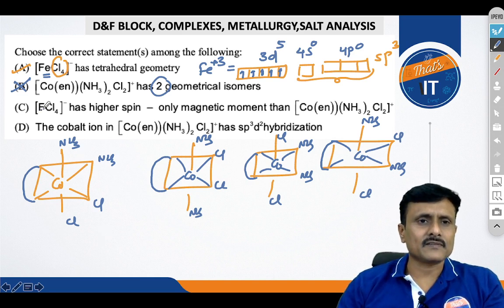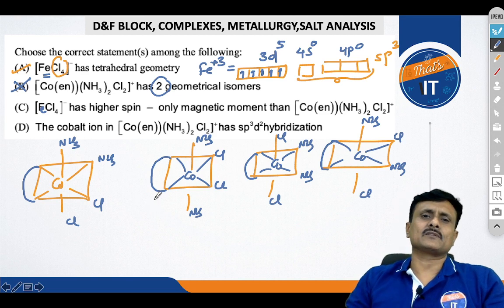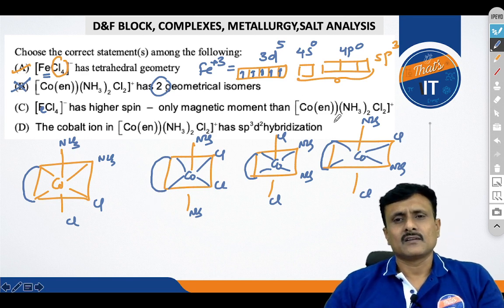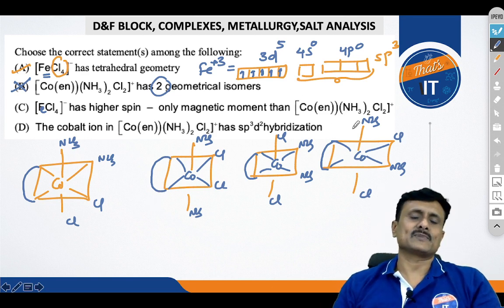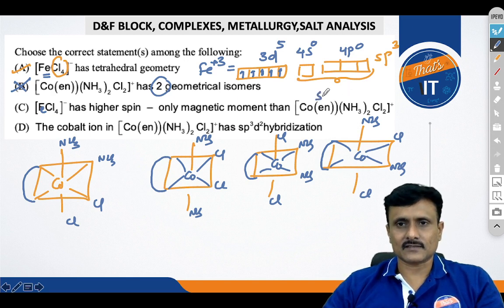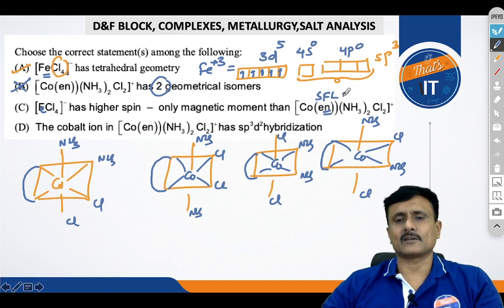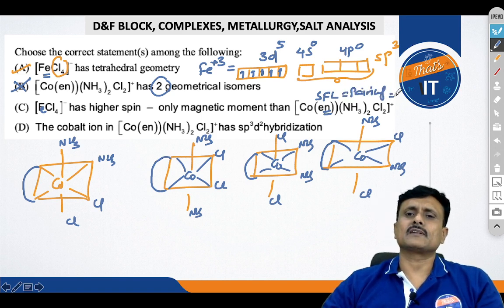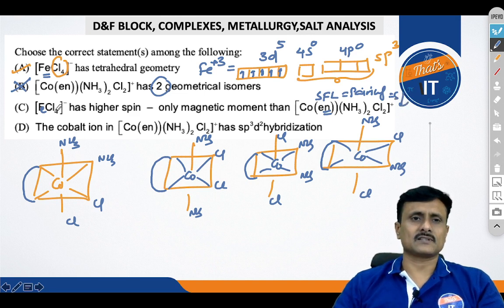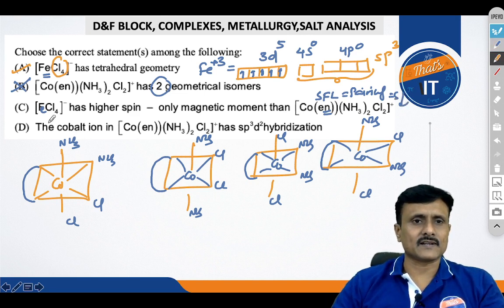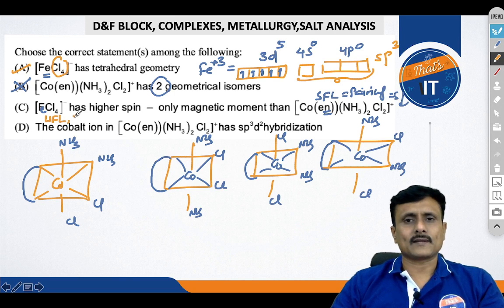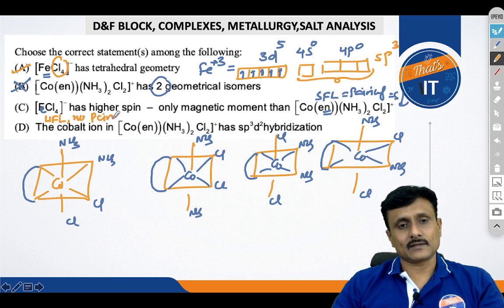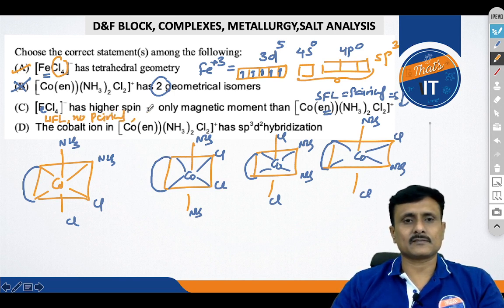You can see that FeCl4 minus has a higher spin-only magnetic moment than the other. I'm not going to do that, as I have explained how to do it. Here there is a strong field ligand, ethylene diamine, so there is scope for pairing of electrons. If there is pairing, then the spin will decrease. This is the simplest logic. However, FeCl4 minus has a weak field ligand, no pairing, so I'm checking the possibility that the spin is high. So this may be the right answer.